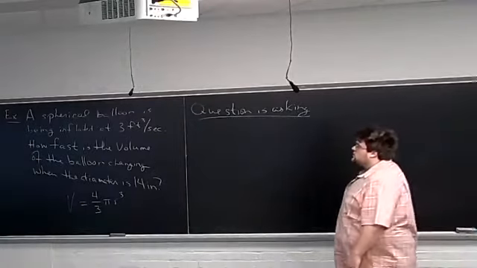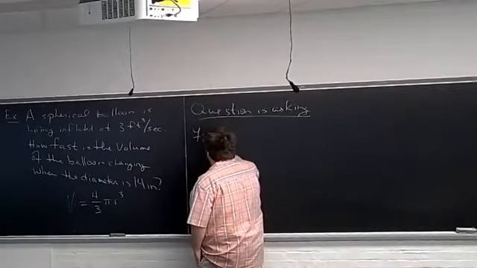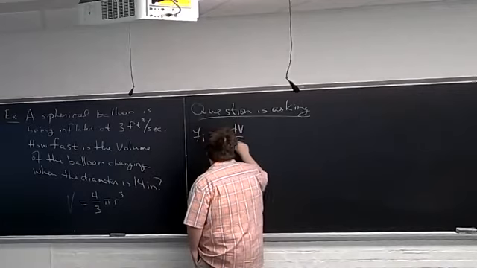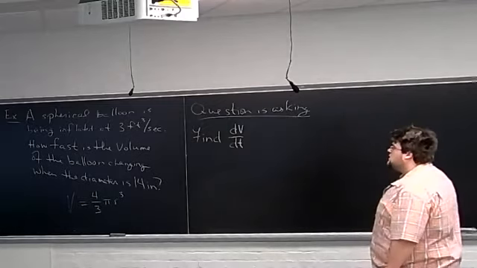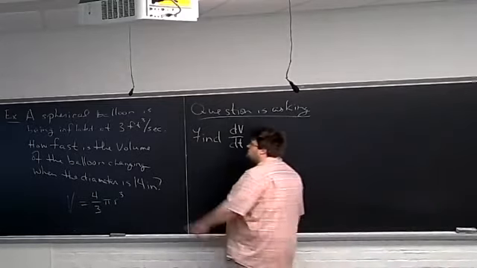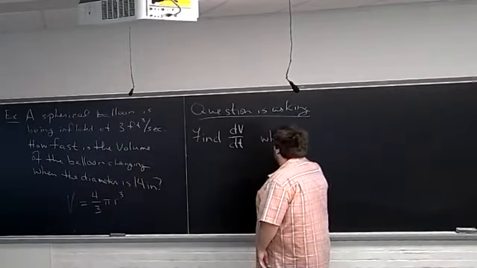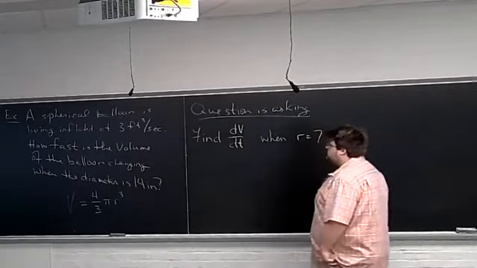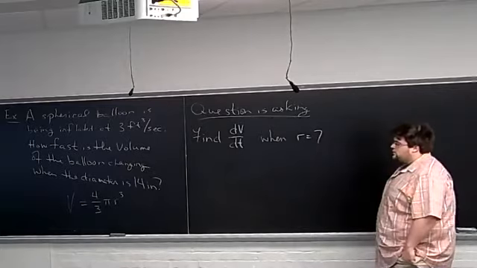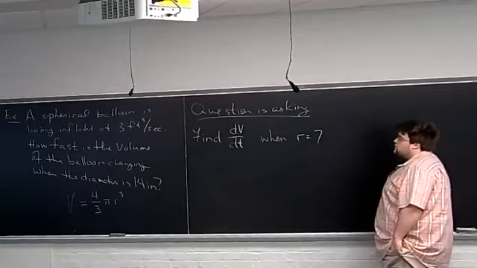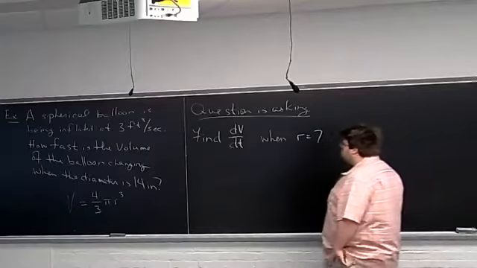But what is this question saying? How fast is the volume of the balloon changing? So we want to know how the volume is changing as time is changing. dV dt. When? When the diameter is 14 inches. The volume formulas, we'll assume they're in terms of radius. So when the diameter is 14, that's another way of saying when the radius is 7. Find dV dt when the radius is 7.